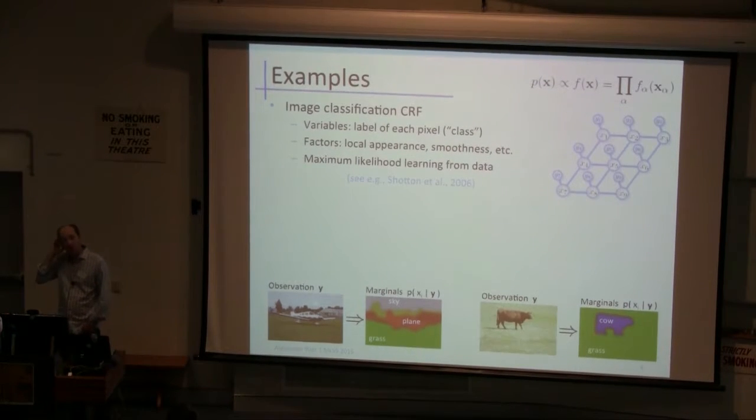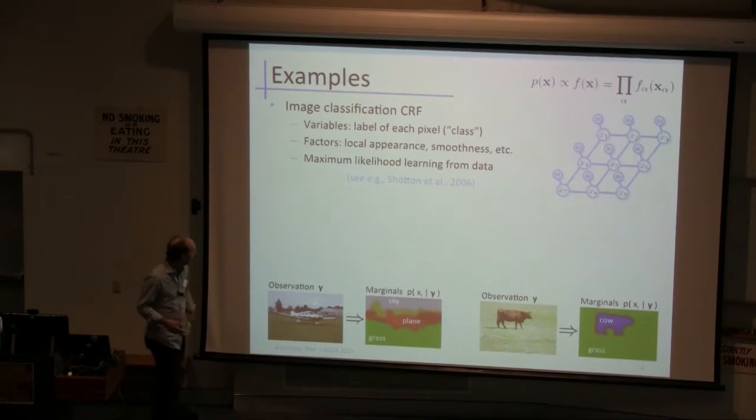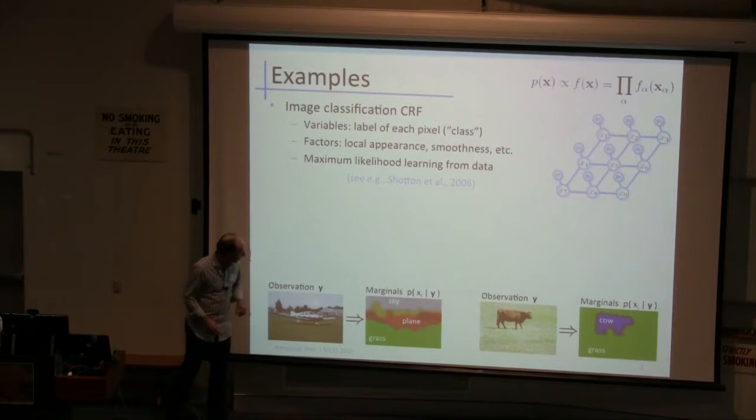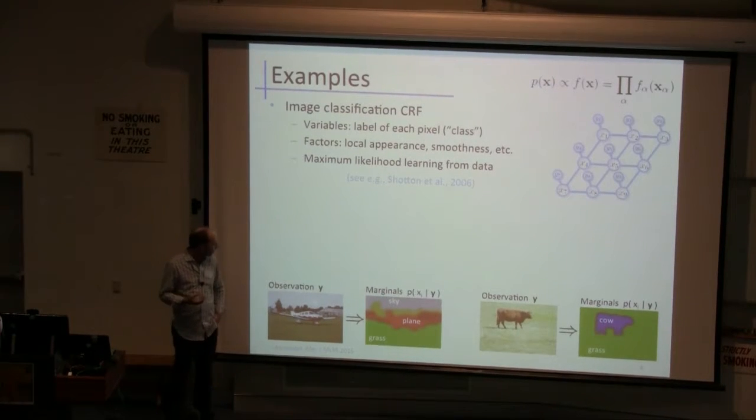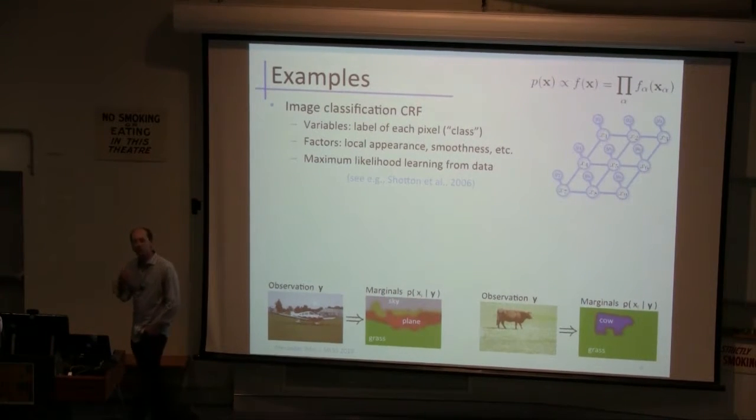Another example is conditional random fields for computer vision and image recognition. Here the variables are the labels of each pixel. So we have some image that we observe like this, and what we want to do is predict what object is at each pixel in the image.